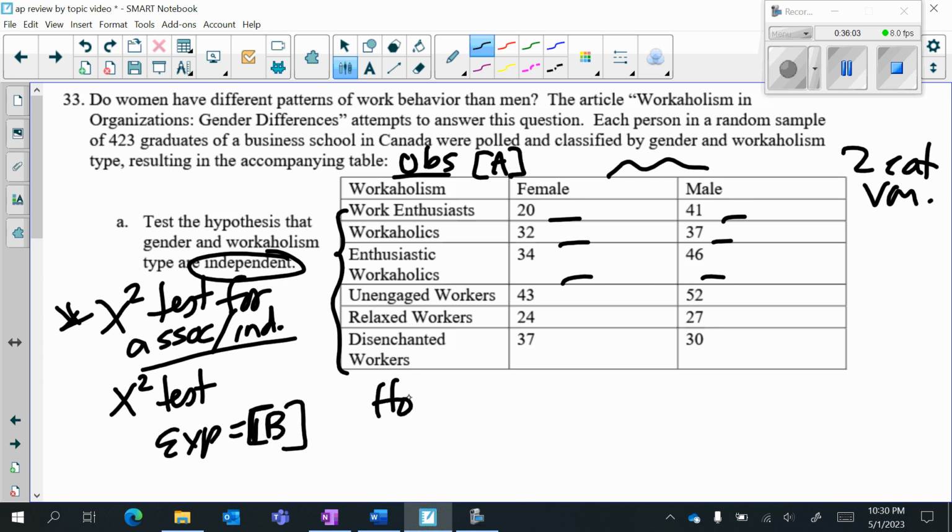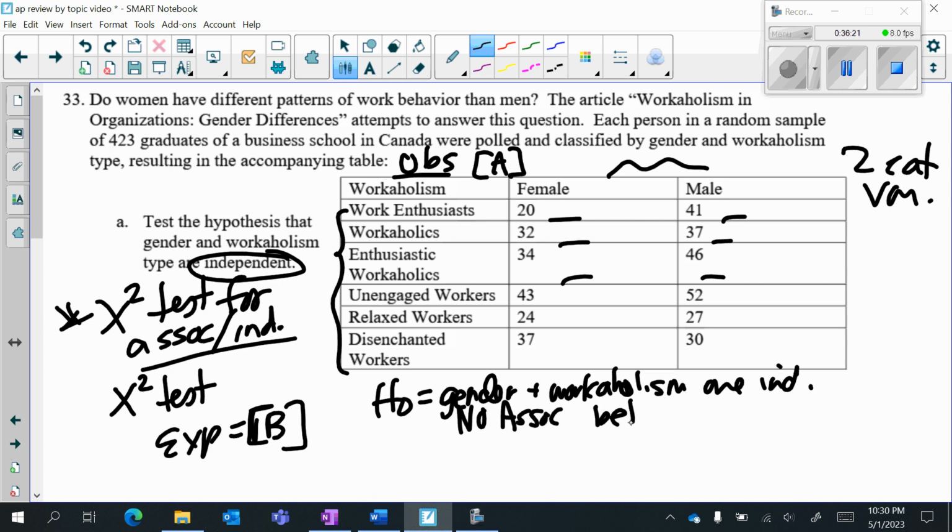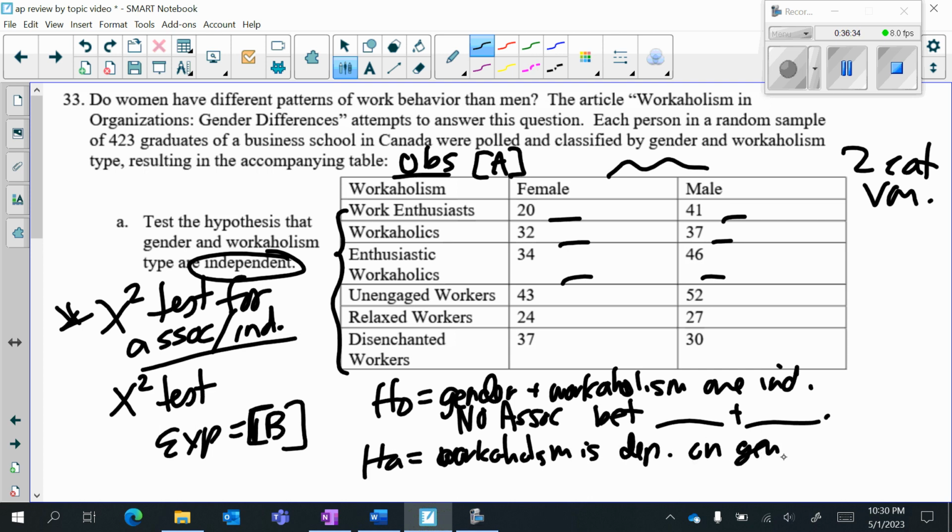I just want to remind you that the null hypothesis for this would be that the two variables are independent of each other. So gender and workaholism are independent. Or you could say there is no association between gender and workaholism. And the alternative would be that they're dependent. Maybe workaholism is dependent on gender, or there is an association between the two variables.